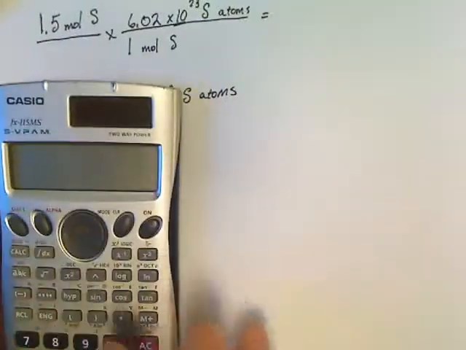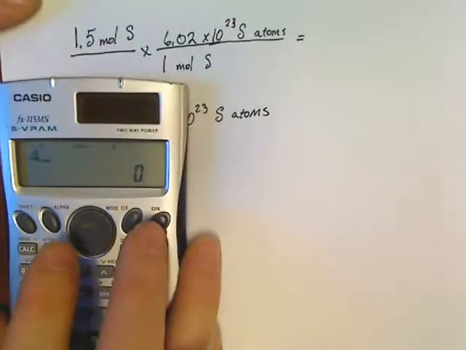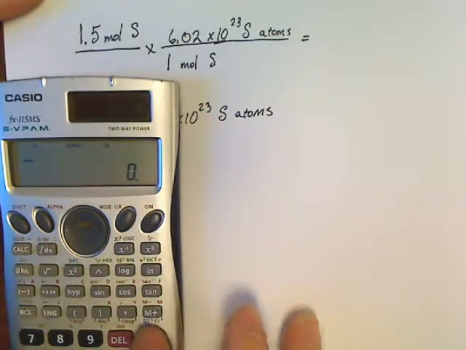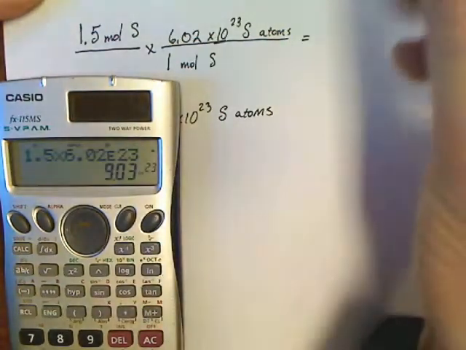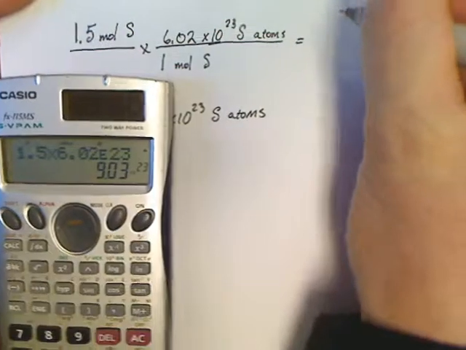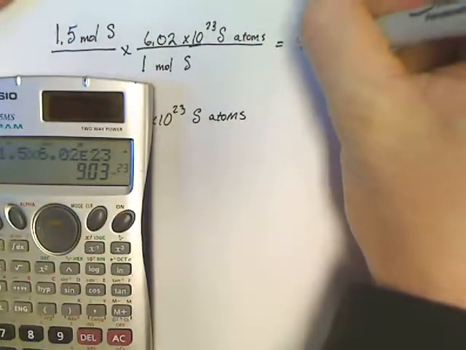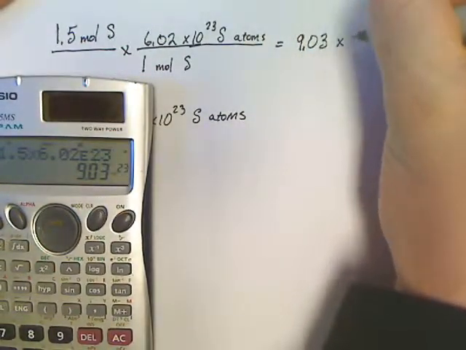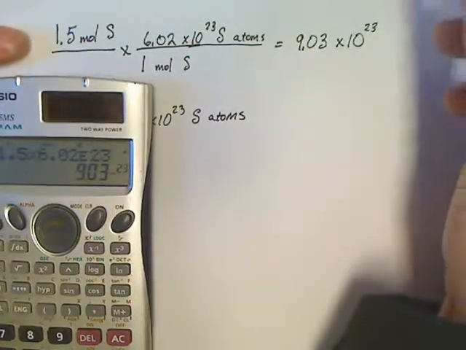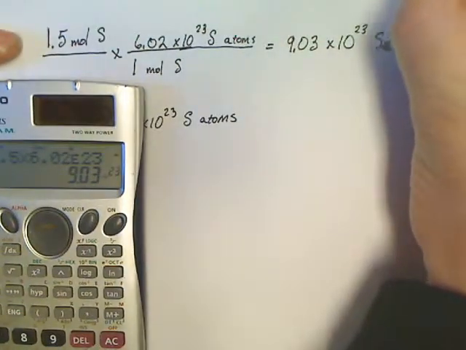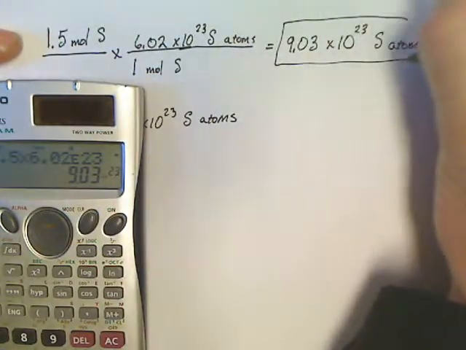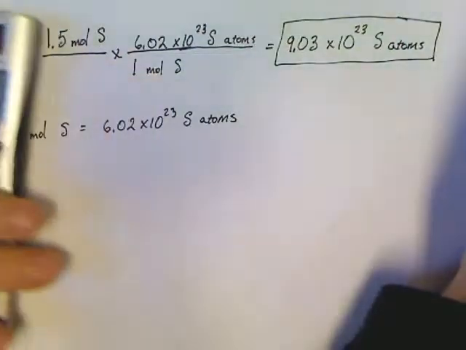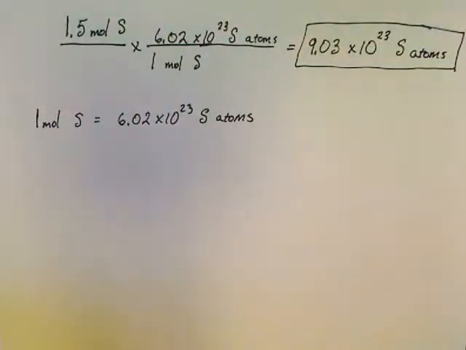So all I need to do is go to my calculator now, plug in these numbers. So this is 1.5 times 6.02, 10 to the 23rd, and I've got 9.03 times 10 to the 23rd. And watch how I write my answer out. 9.03 times 10 to the 23rd S atoms is how I'm going to write this out. I'm going to put my box around it so that it doesn't get confusing. So anyway, there's how I do this one.